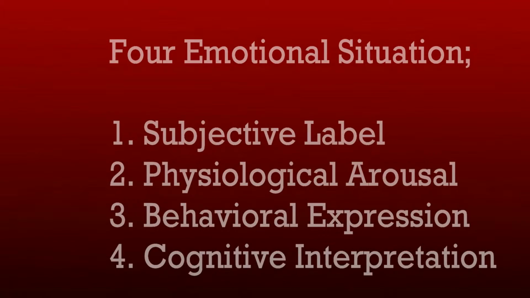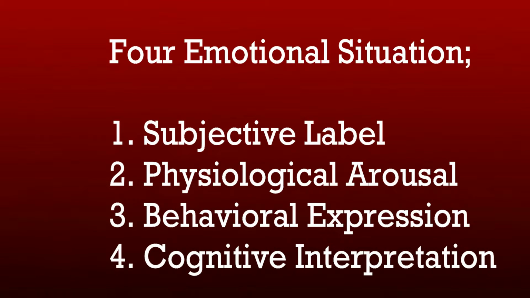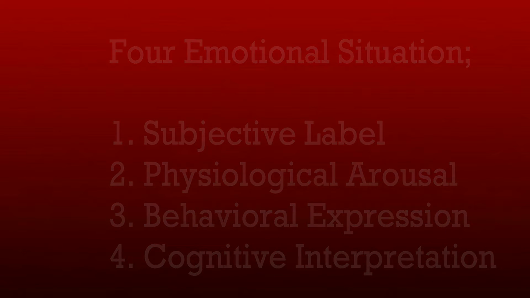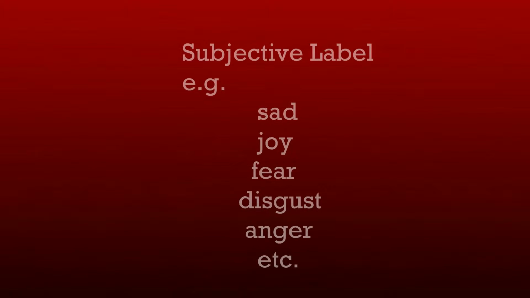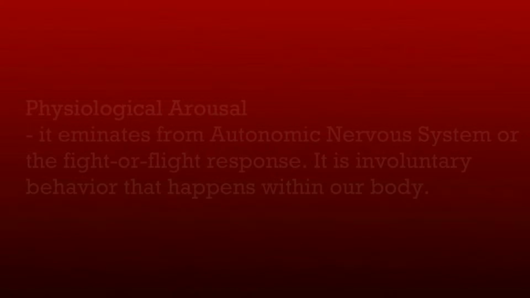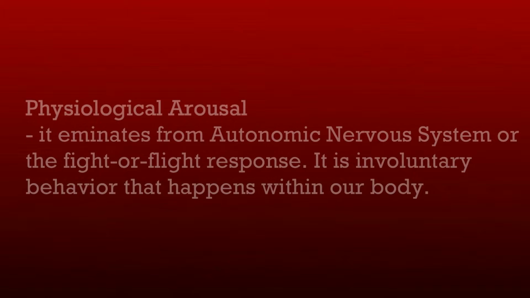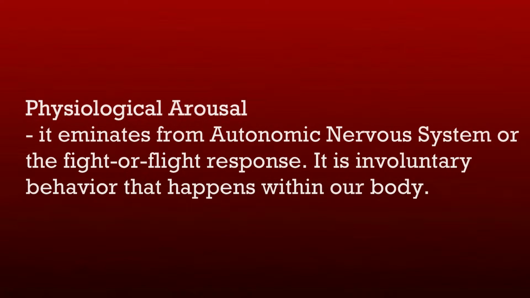How does the autonomic nervous system relate to emotions? Psychological researchers have shown that there are four components of emotional situations, which are the subjective label, physiological arousal, behavioral expression, and cognitive interpretation. In subjective label, here are the examples: sad, joy, fear, disgust, anger, and many more. The physiological arousal emanates from the autonomic nervous system, or the fight or flight response. It's involuntary behavior that happens within our body.